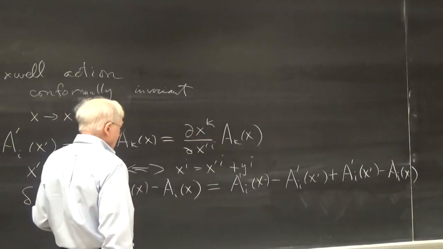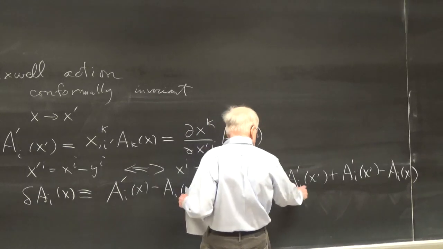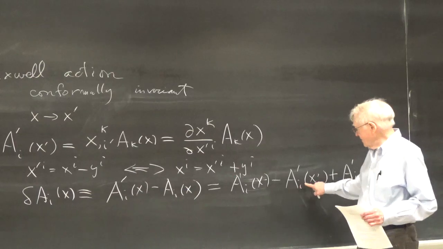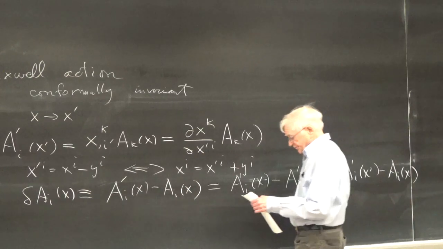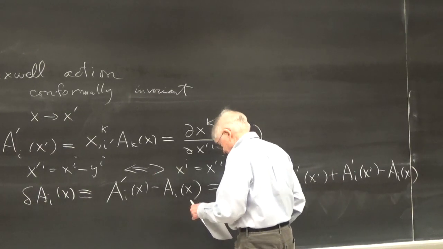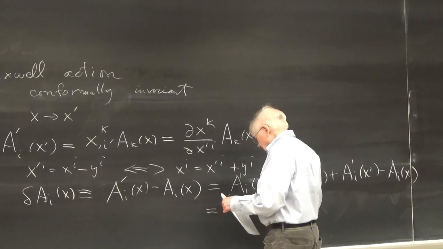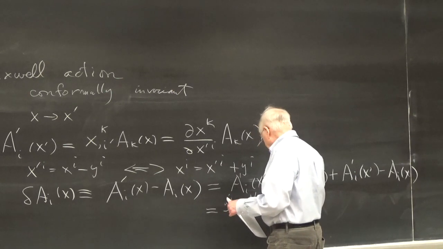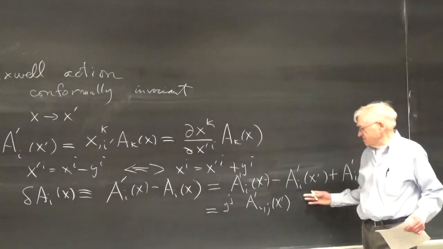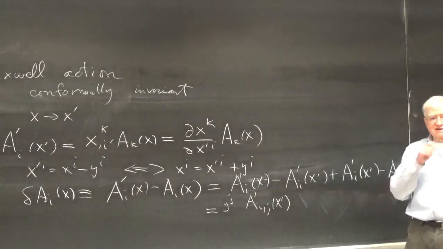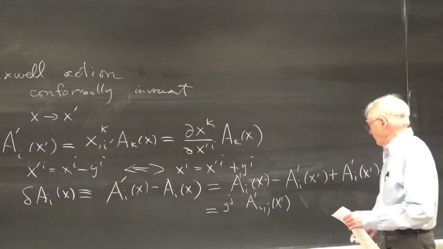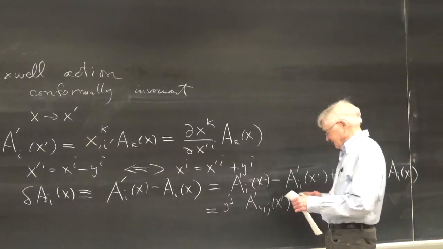And now, how does this go? Well, we can imagine that this is just the same field, and we're just changing the coordinates. And so this is y^j a'_{i,j} at x'. So this is just the first power, the first term in a Taylor series expansion of this quantity in terms of that quantity, about that.